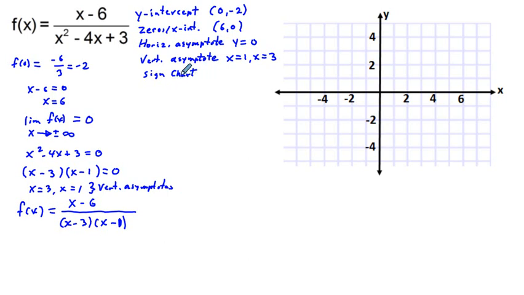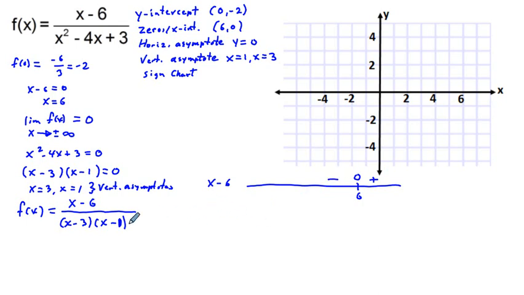And lastly, the sign chart to see where the value of the function is positive or negative. To do that, we're going to stack the numerator and denominator sign charts on top of each other. So first we're going to put x minus 6, and for x minus 6, our critical number is going to be at 6, where the value of the function is 0. If we go to a number greater than 6, say 7, we're going to have a positive value. A number less than 6 is going to be negative.